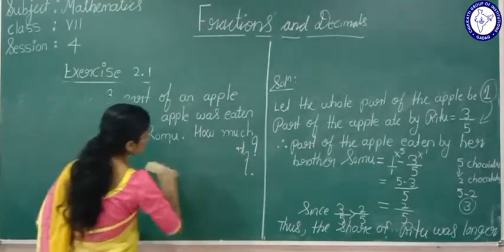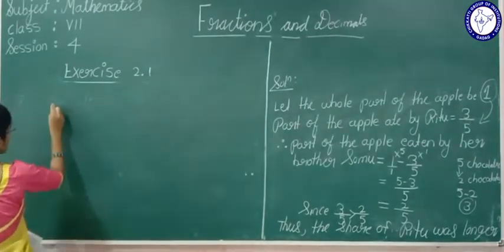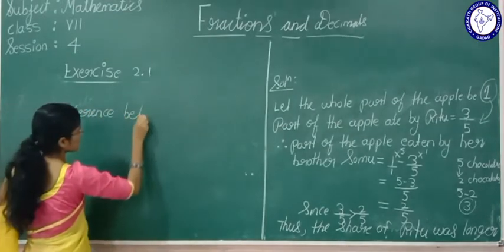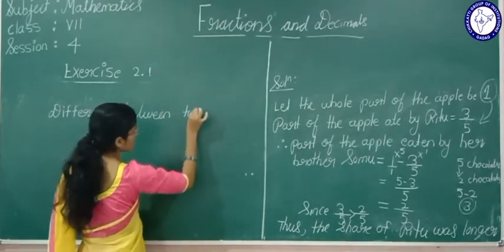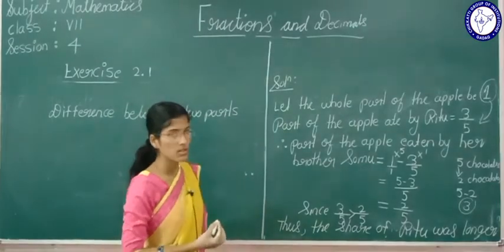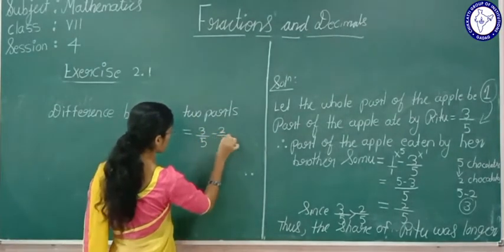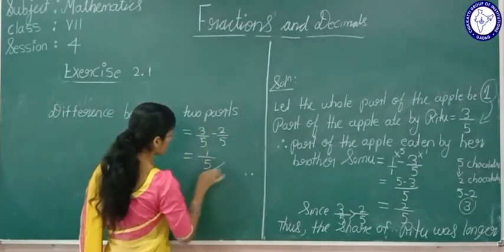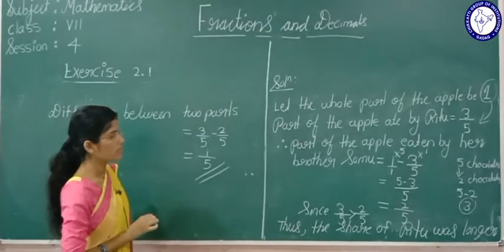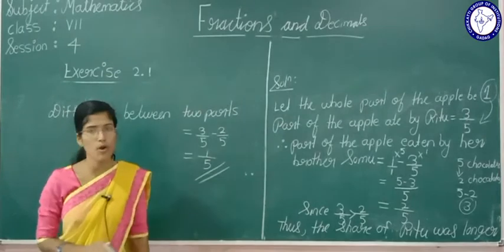By how much means what we will do? See, difference between two parts is equal to by how much Ritu ate longer apple means what do you do? 3 by 5 minus 2 by 5. It is 1 by 5. Ritu's share was longer than Somu. By how much means? By 1 by 5. Now we will see the last problem.